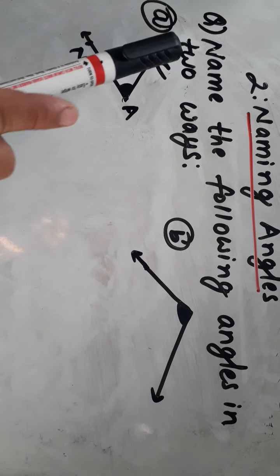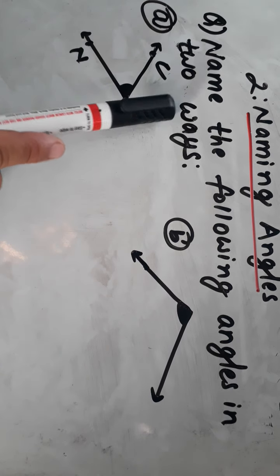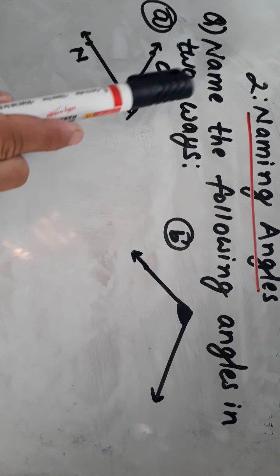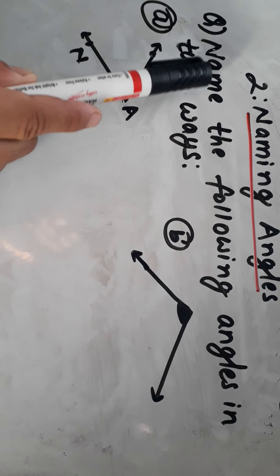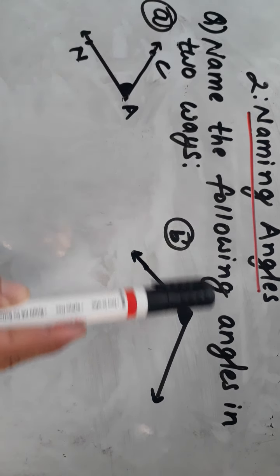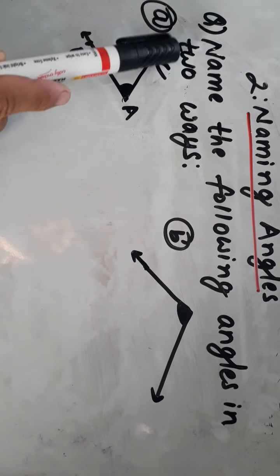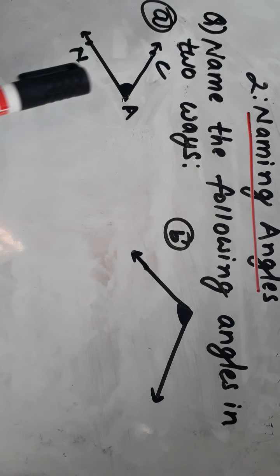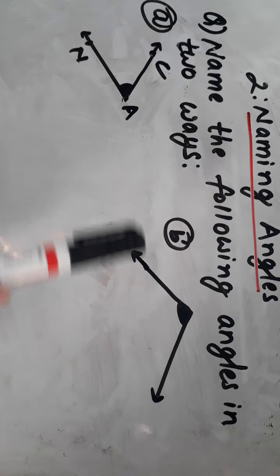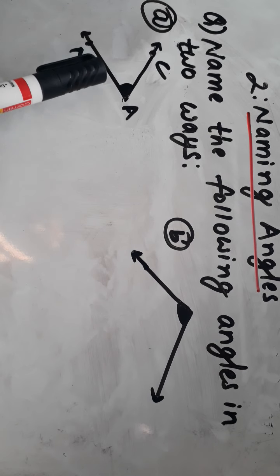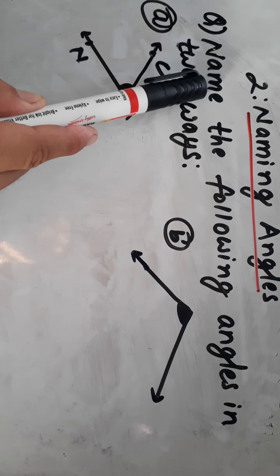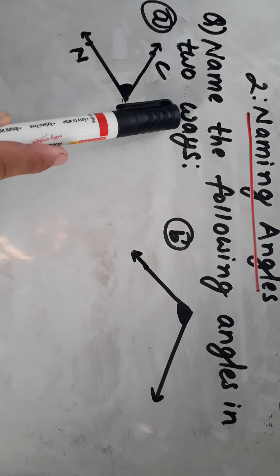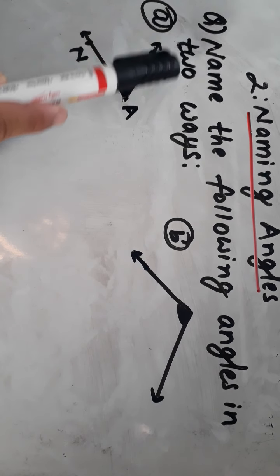So your question is, so please students look at the board very carefully. Name the following angles in two ways. Here you are given different angles and you have to name these angles in two ways.